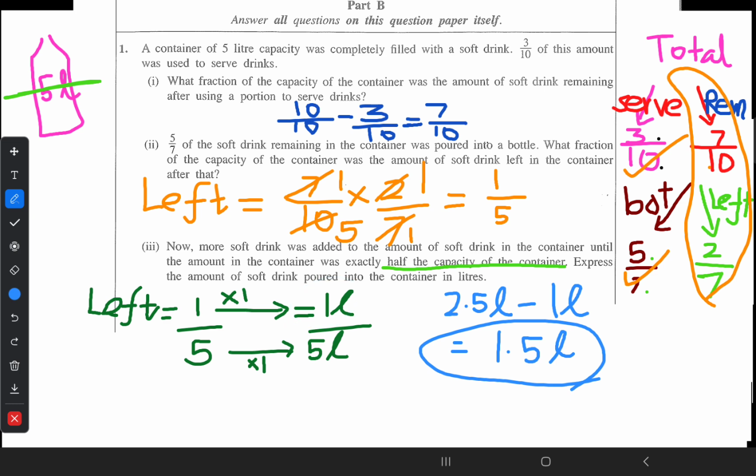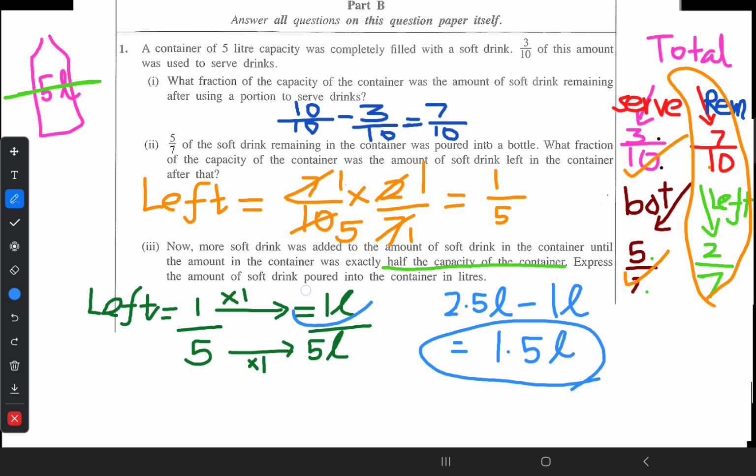But our task is we are going to add some amount of soft drink into that container to get a half filled container. What is half of 5? Half of 5 is 2.5. Okay, 2.5 liters we need to fill. 2.5 liters is the quantity of half of that container. We need to pour some soft drink into that container to get it half filled. So 2.5 liters is our goal to fill up.